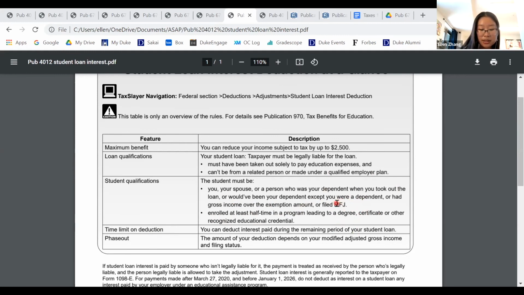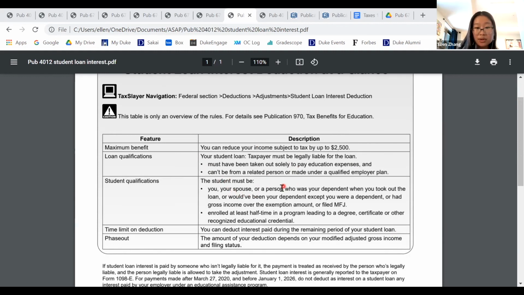The next bullet point is Emma pays $3,000 in student loan interest during 2021. So that's a certain amount paid. And Emma has a qualified student loan and is legally liable for it. So that means that the loan qualifications are met and the student qualifications are also met. So the interesting question here is who can take the deduction? This is a little bit tricky. The answer here is either Emma or Alice and John.